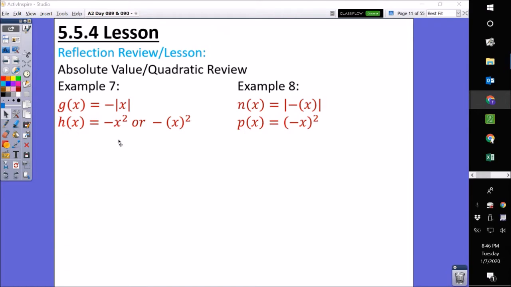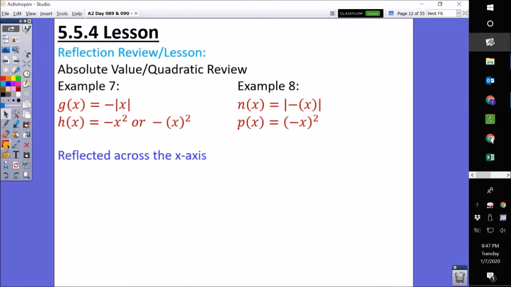If you look closely at these two examples, you see how we have the negative sign. And again, when you have a negative sign, you're dealing with reflection. Since we have a negative sign that's outside the function, meaning outside the absolute value lines, or outside the parenthesis, over here we have invisible parenthesis. So basically the negative is outside the function. Since it's outside, this is going to be reflected across the x-axis.